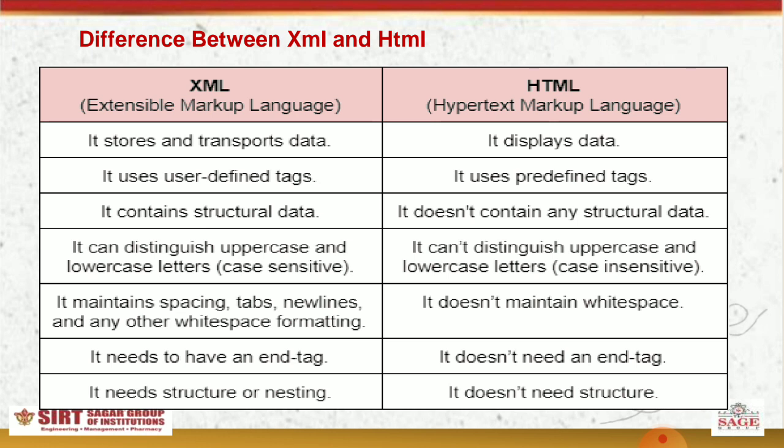XML is case sensitive, it distinguishes uppercase and lowercase letters. It maintains spacing, tabs, new lines, and any other white space formatting, whereas HTML does not maintain white space. XML needs to have an end tag, while HTML does not need an end tag. XML needs structure or nesting, while HTML does not need structure.